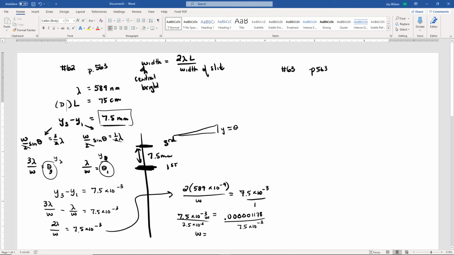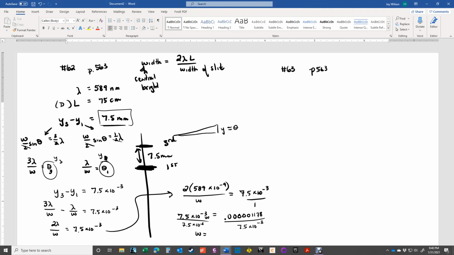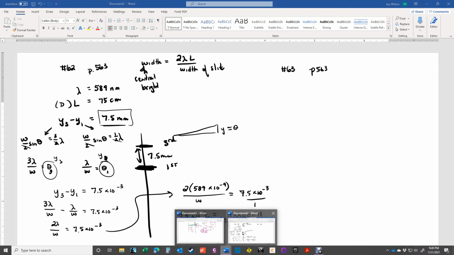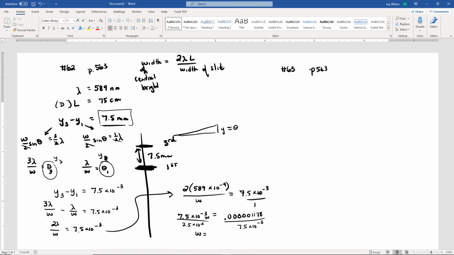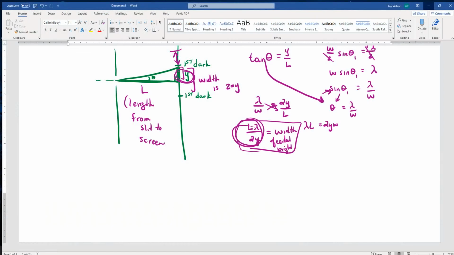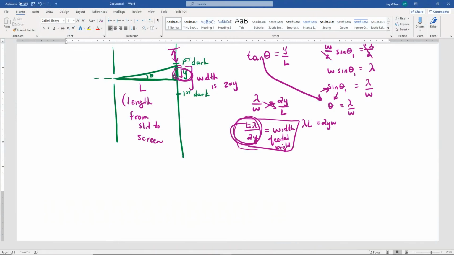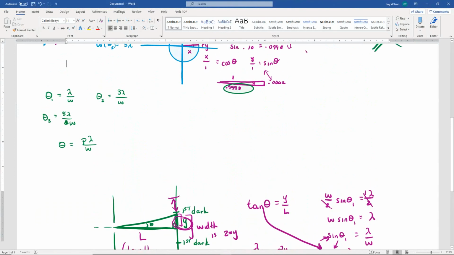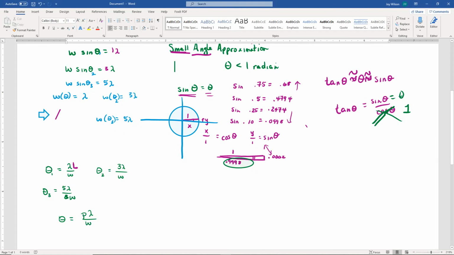Somehow that doesn't sound right to me. What have I missed? I feel like I've lost L. L should be in here someplace. Oh, shoot, it is. Hang on just a second. I miscopied my formula. I've got to copy my formula right. Let's go back over here. We got L times lambda. On this one, this is L times lambda to get this triangle.